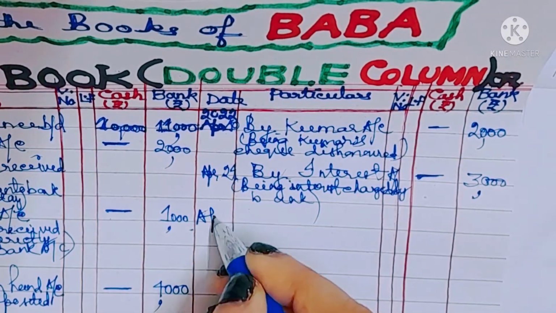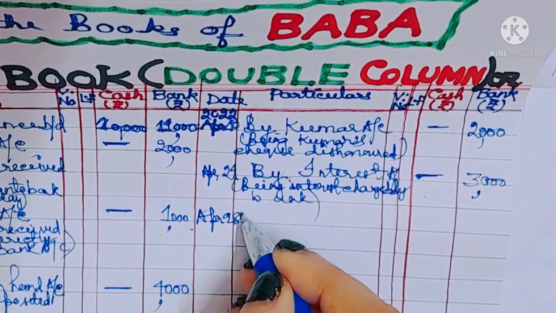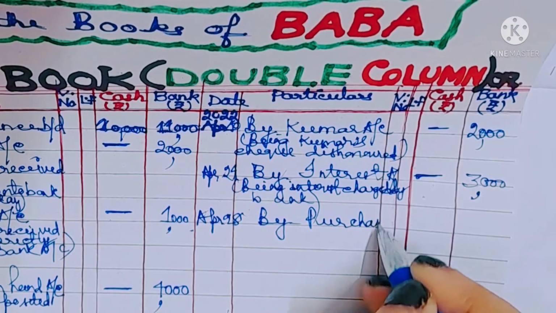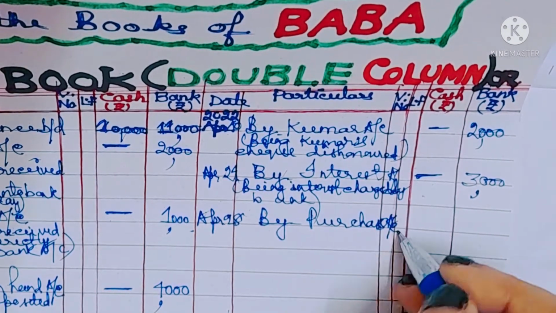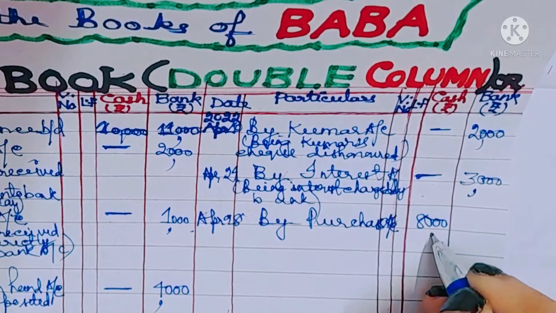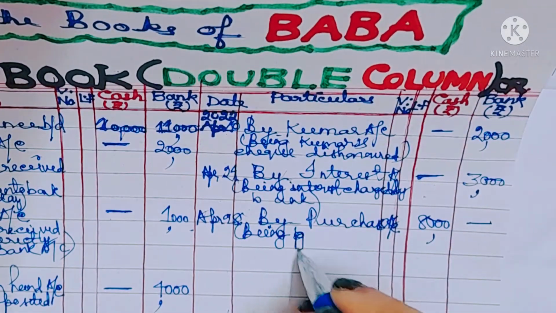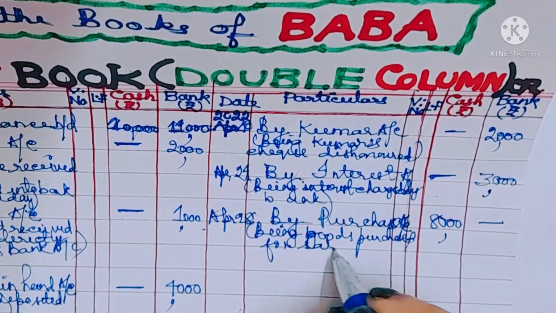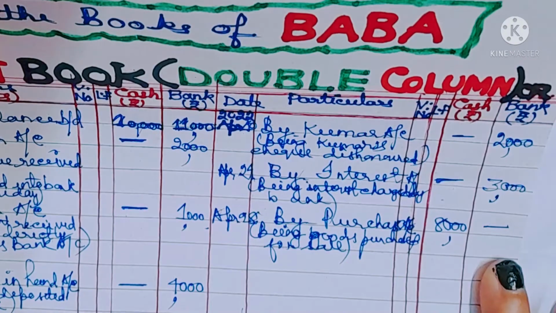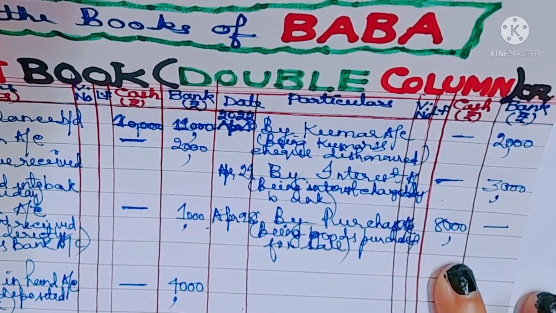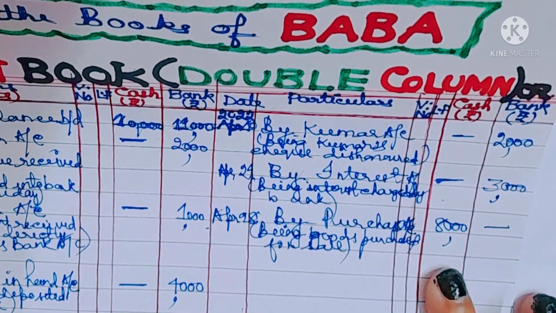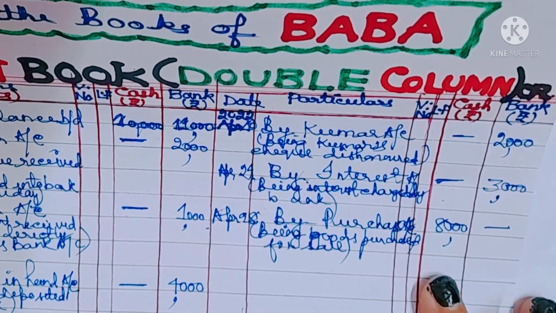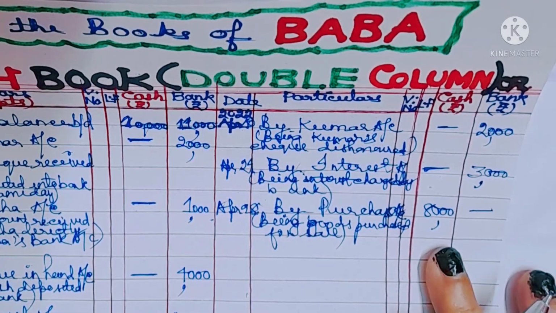On 20th April, by purchases account, in the cash column, how much? 8,000. Moreover, the cash column represents the cash account. Cash account comes under real account. According to real account, what goes out is credit. Here, when goods are purchased for cash, cash goes out from the business. So the cash account will be credited by 8,000.